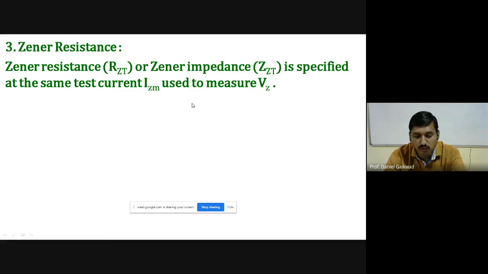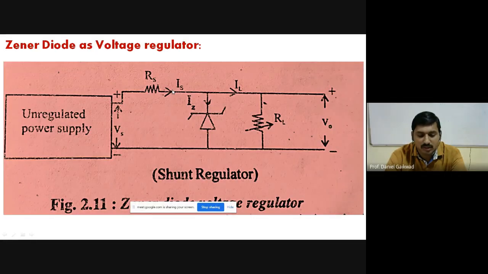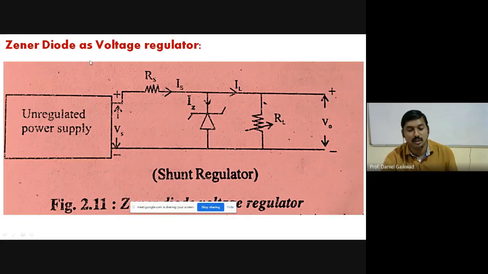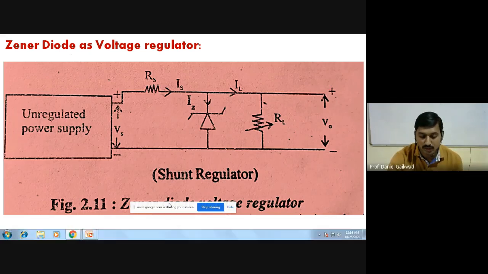Okay, so these are the characteristics, the different ratings of the Zener diode. Now we have the application of the Zener diode, and that is as a voltage regulator. So we have an important question generally asked in examinations, that is the Zener diode as a voltage regulator here.